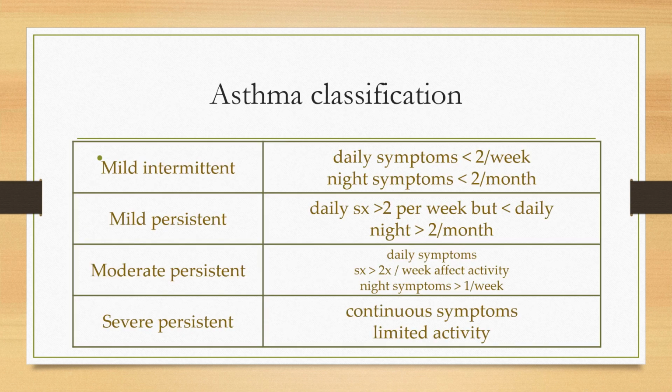Now we get into a very important part of this presentation, and that is asthma classification. Remember, when a patient comes in for the first time to see a doctor and is assessed, they are classified as either mild intermittent, mild persistent, moderate persistent, or severe persistent. And based upon their classification, they will get a treatment program for them. So let me give you a little bit more details about how this works.